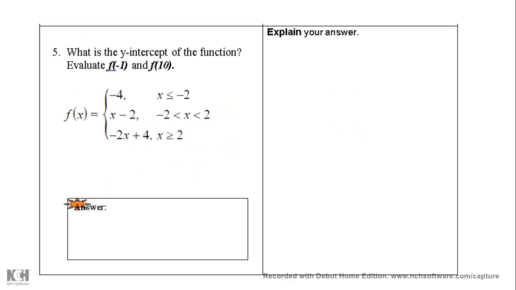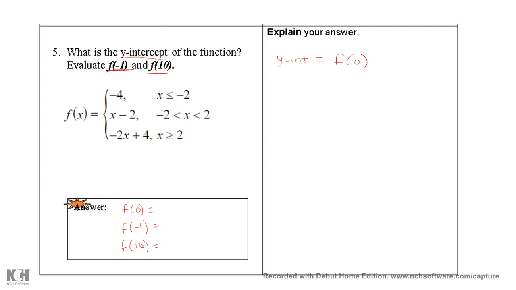Okay, on to the last question. Now this question asks for 3 different pieces: the y-intercept, f of -1, and f of 10. Now I know that the y-intercept is equivalent to f of 0. So really I need to find f of 0, f of -1, and f of 10. Okay, so f of 0.